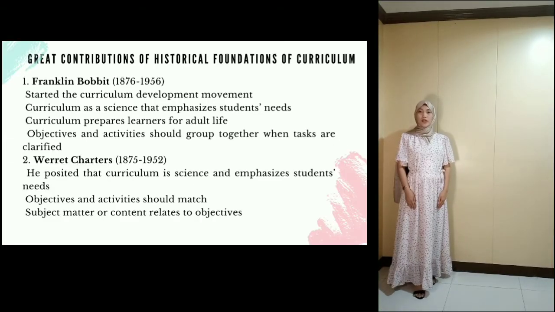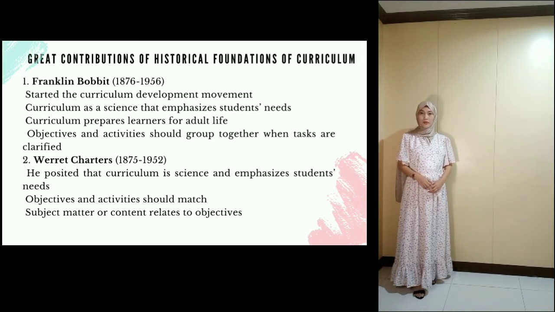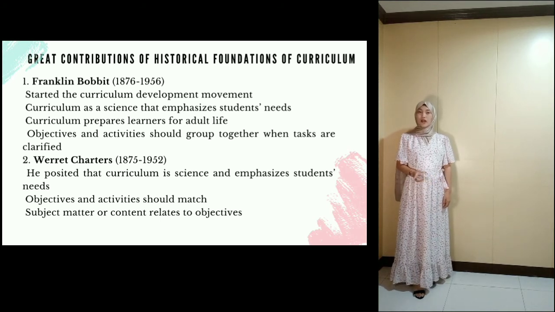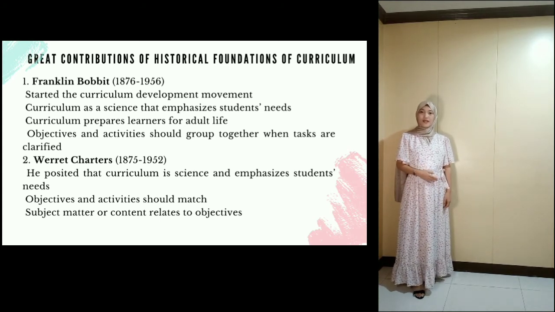Now let's move on to the great contributions of historical foundations of curriculum. First, we have Franklin Bobbitt. In the years 1876 to 1956, he started the curriculum development movement. So curriculum as a science emphasizes students' needs, and curriculum prepares learners for adult life. The objectives and activities should be grouped together when tasks are clarified.